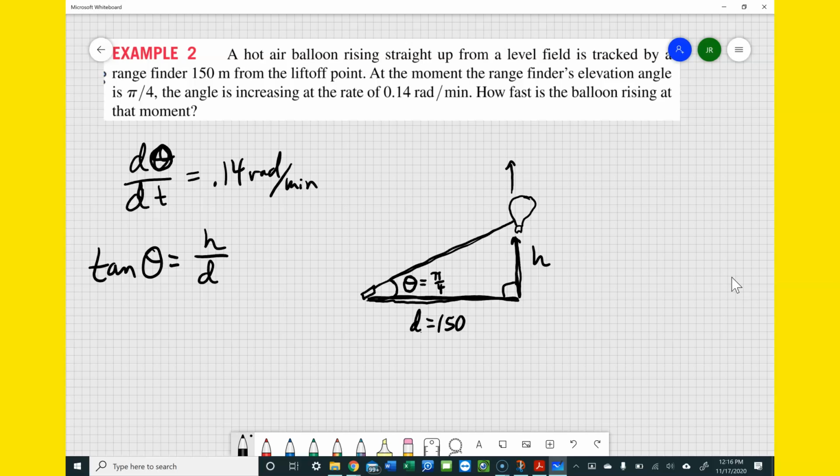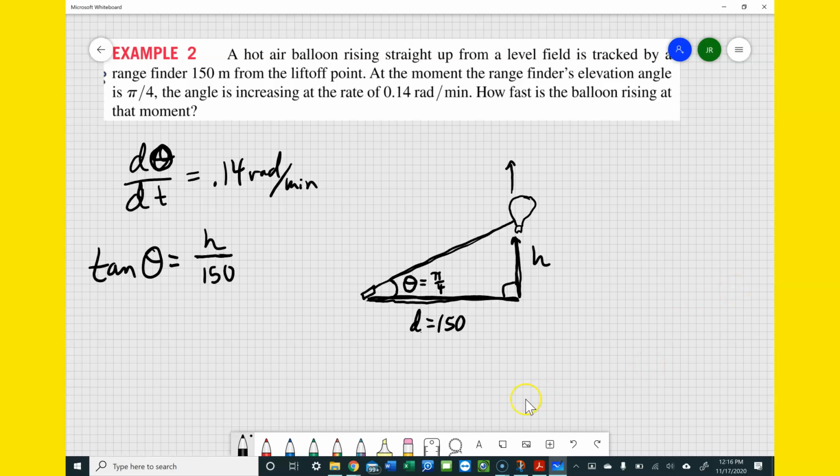Well, h is changing, so h needs to stay a variable. Theta is changing, so theta needs to stay a variable. But d itself is not changing. That rangefinder is still going to remain a distance of 150 meters from the liftoff point. That's not changing at all. So D doesn't have to be a variable. D can just be a constant. It's just 150.